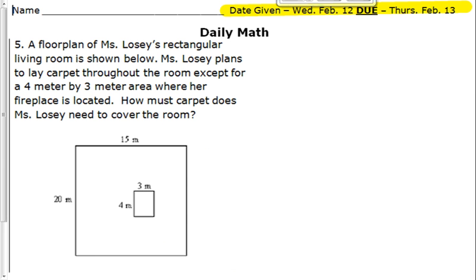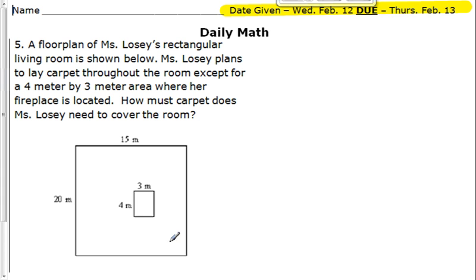Wednesday's homework. This is what your test should even look like on Wednesday, so you should know how to do this. A floor plan for Mrs. Losey's rectangular living room is shown below. Mrs. Losey plans to lay carpet throughout the room except for the 4 by 3 meter area where her fireplace is located. How much carpet does Miss Losey need to cover the room?